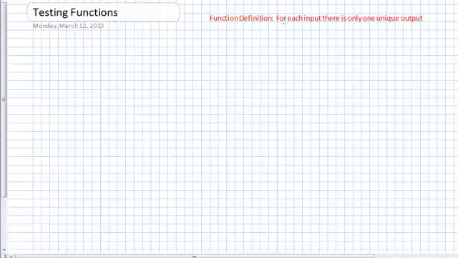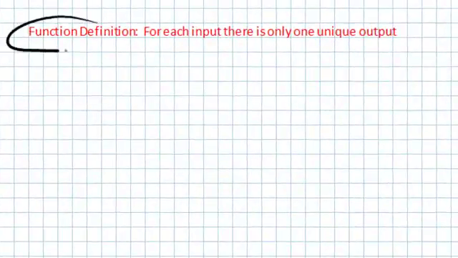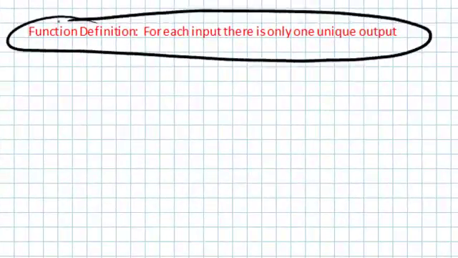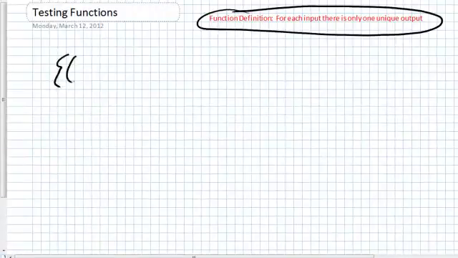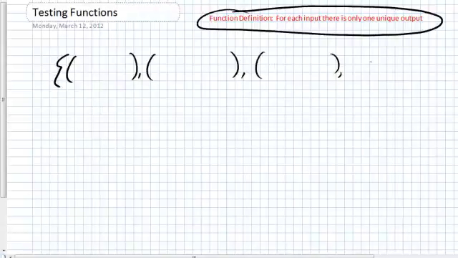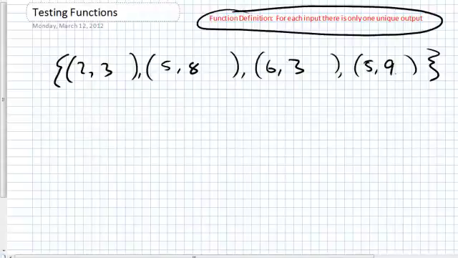Alright, so we're going to start with the definition of a function, and that is that for each input, there's only one unique output. So let's start with an ordered pair. An ordered pair is just a set of points written all in a line. So (2, 3), (5, 8), (6, 3), and (5, 9).